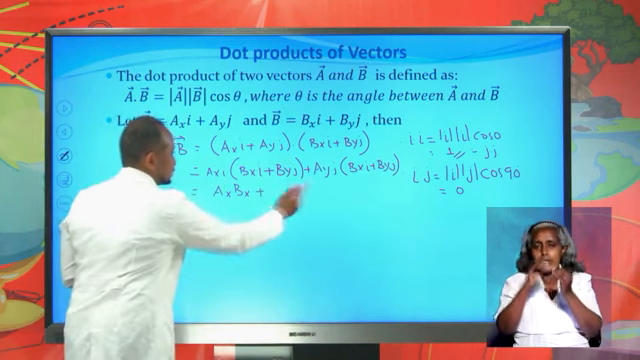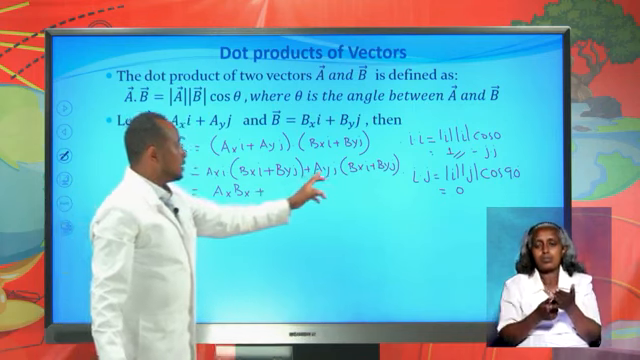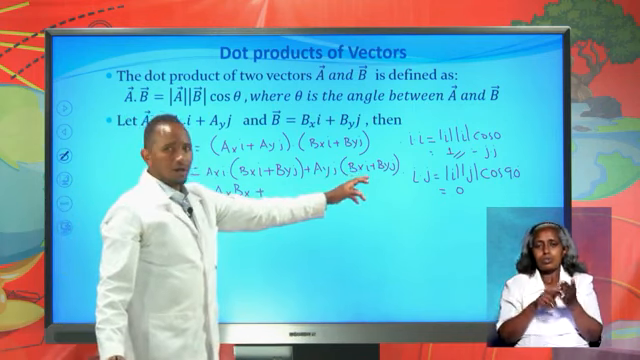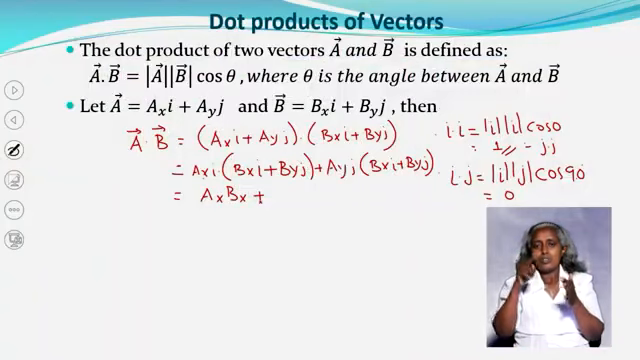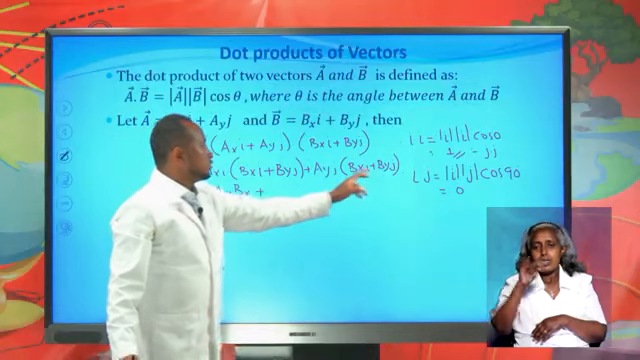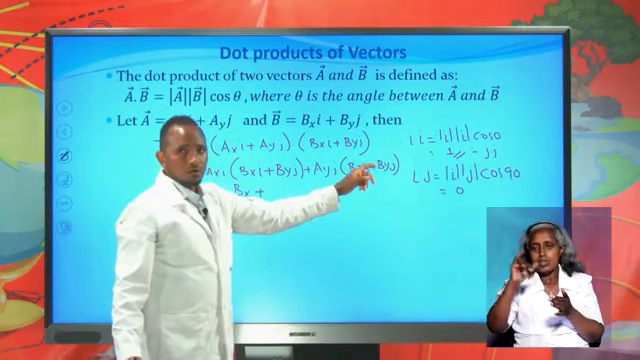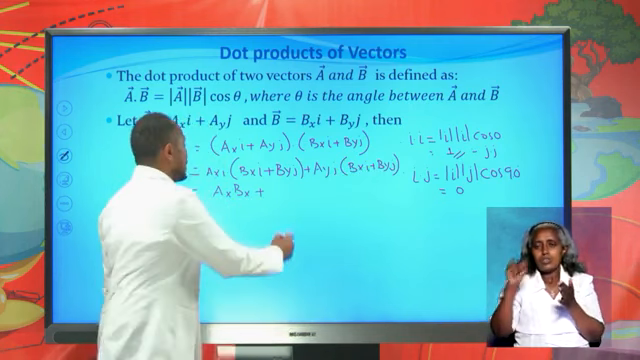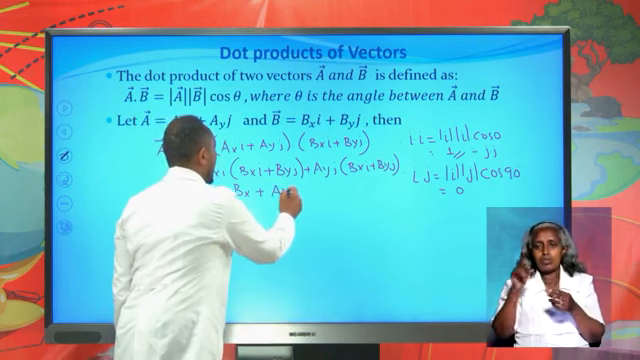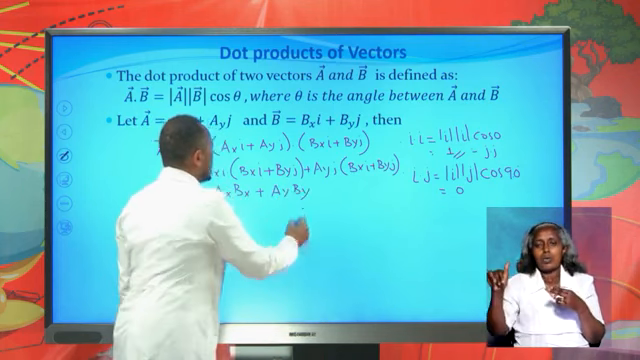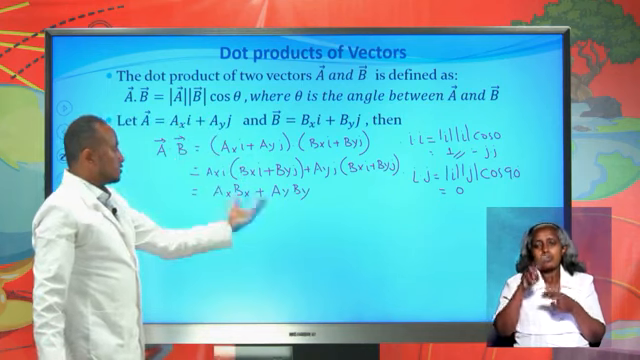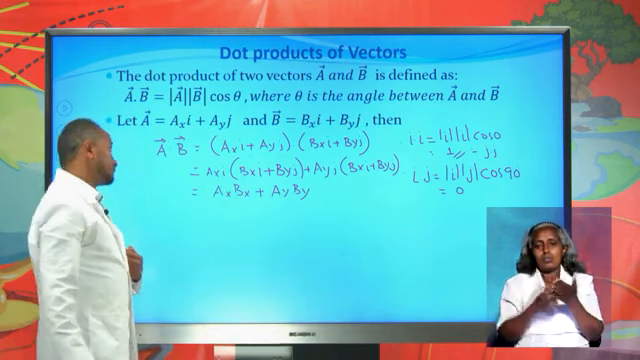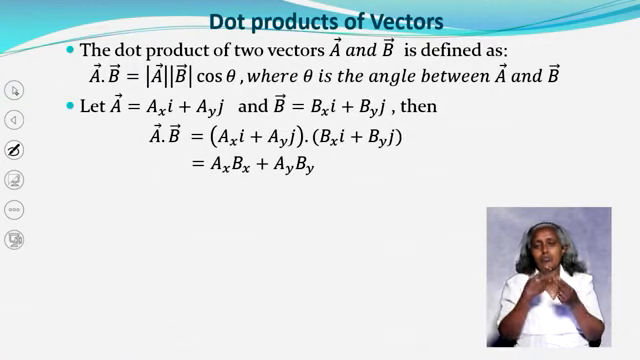Okay, let's continue to the other part. Look at this one, AY J dotted with BX I. J dot I is 0. Therefore, this part will also be 0. The other part is AY J dotted with BY J. So this equals AY BY times J dot J. J dot J is 1. So, 1 times AY BY is AY times BY. So, the dot product of two vectors can also be evaluated using this equation. The dot product is given in this form: AX BX plus AY BY.